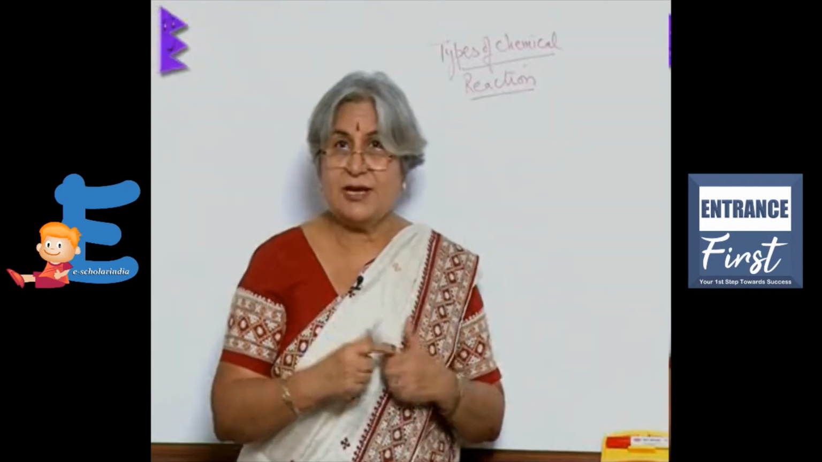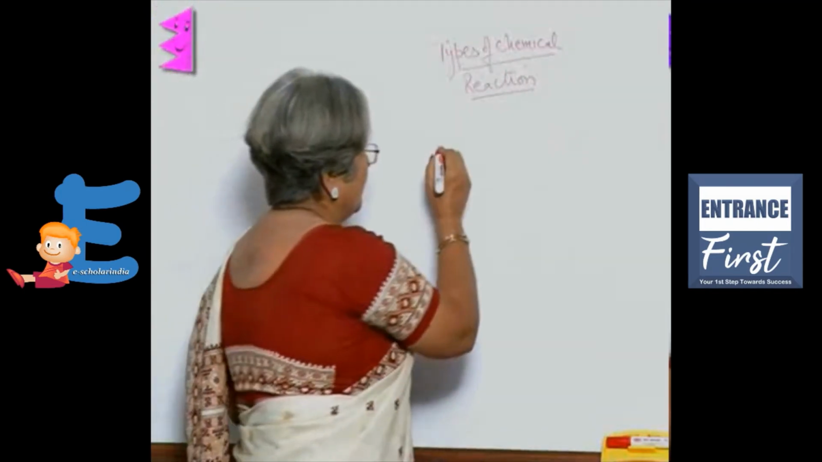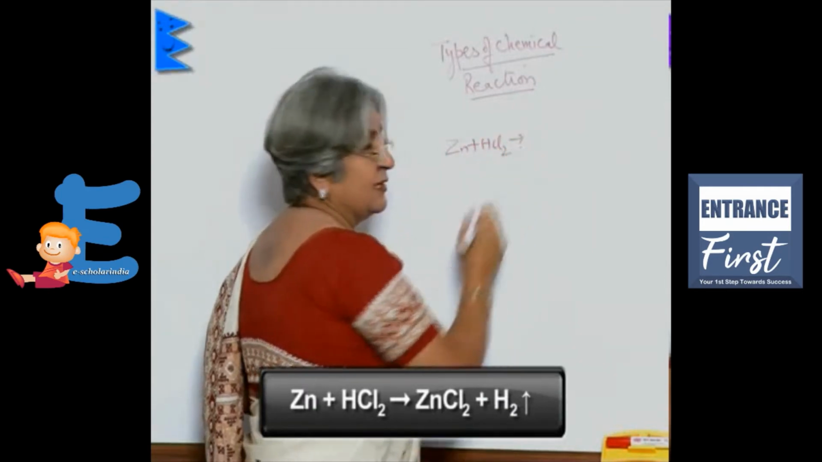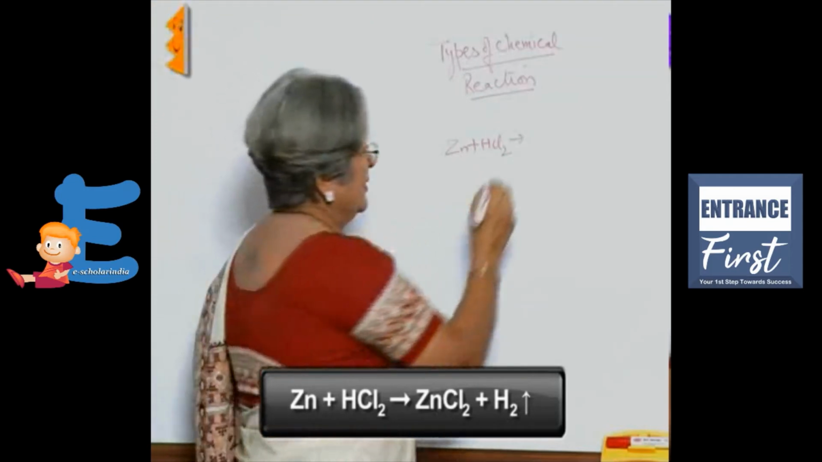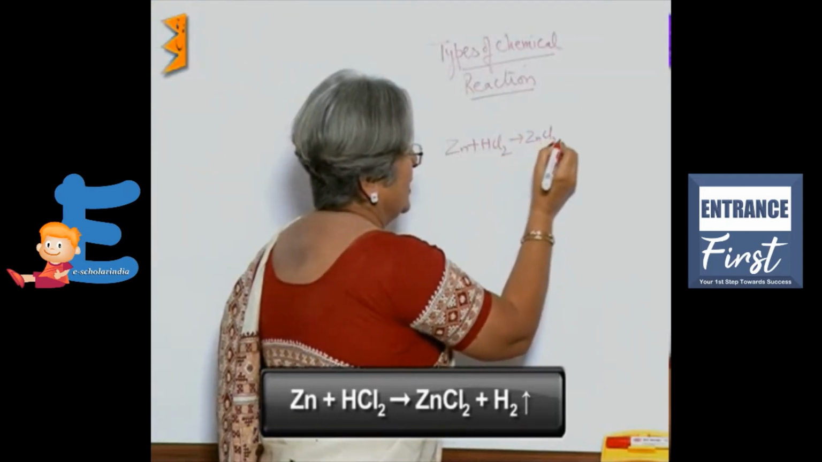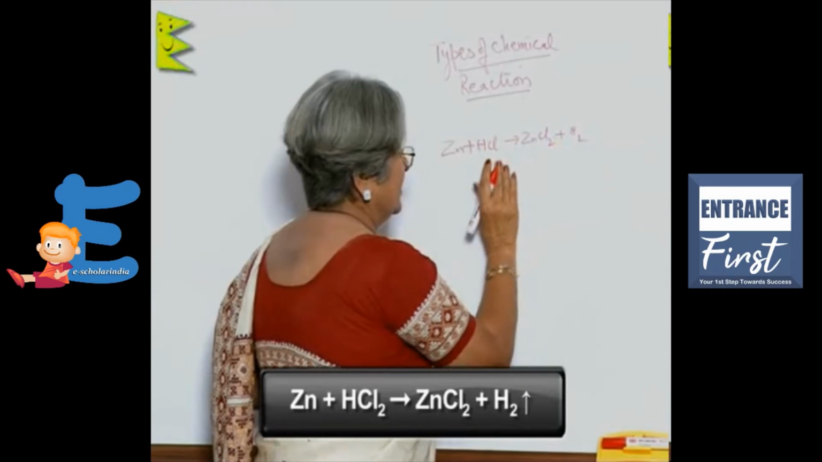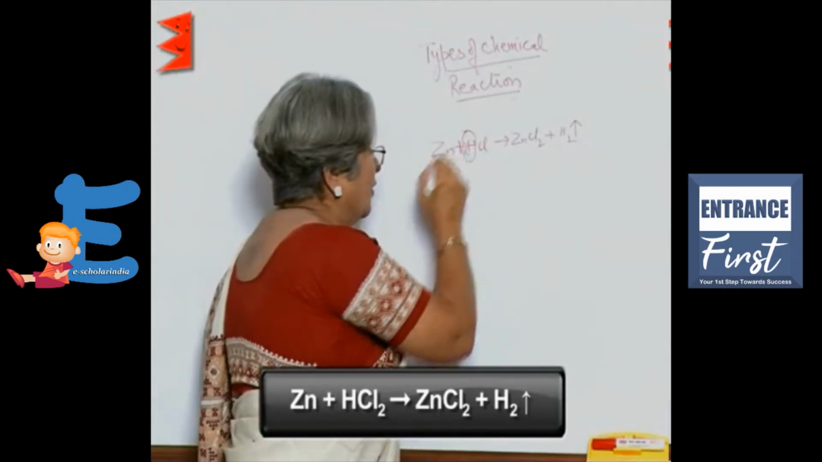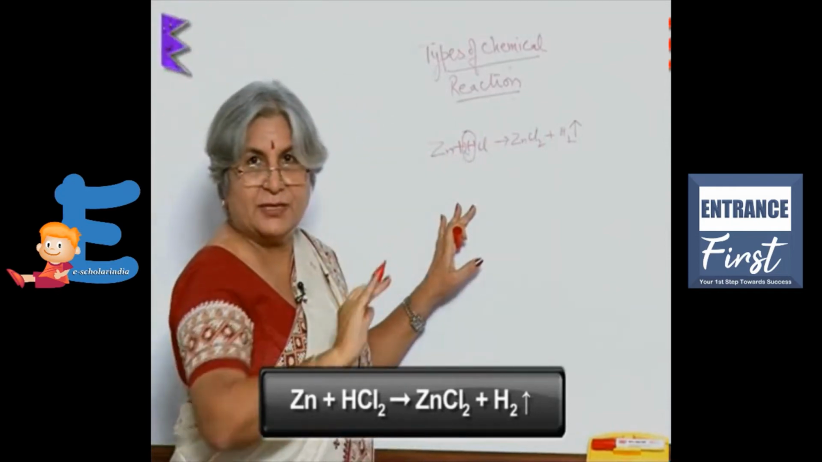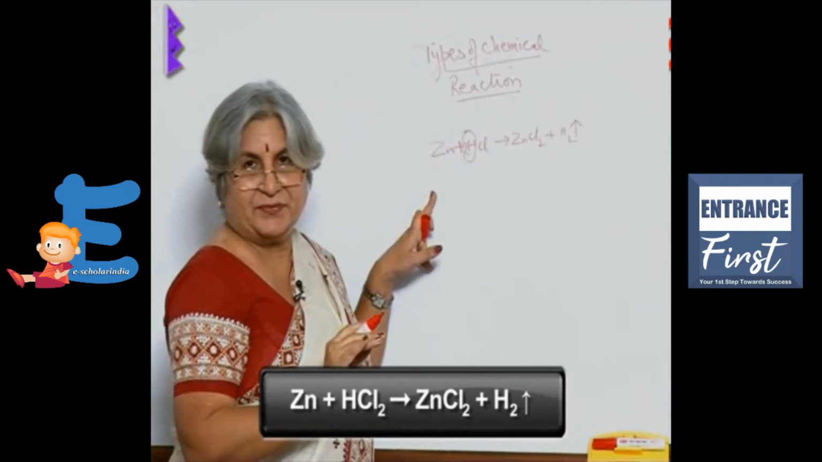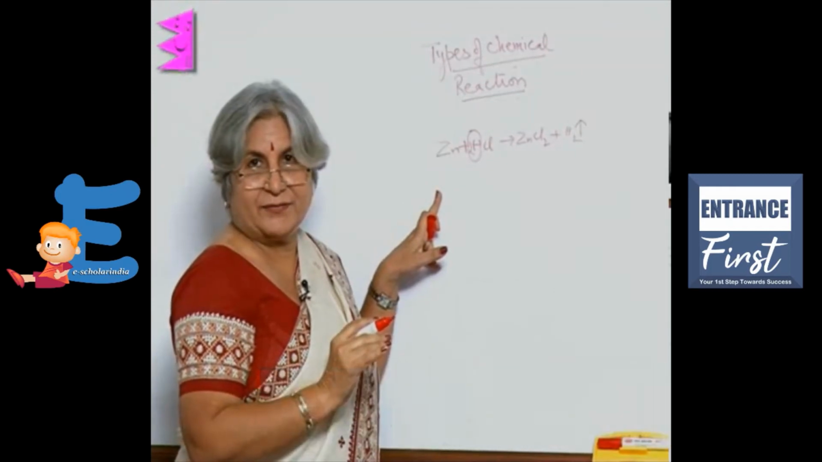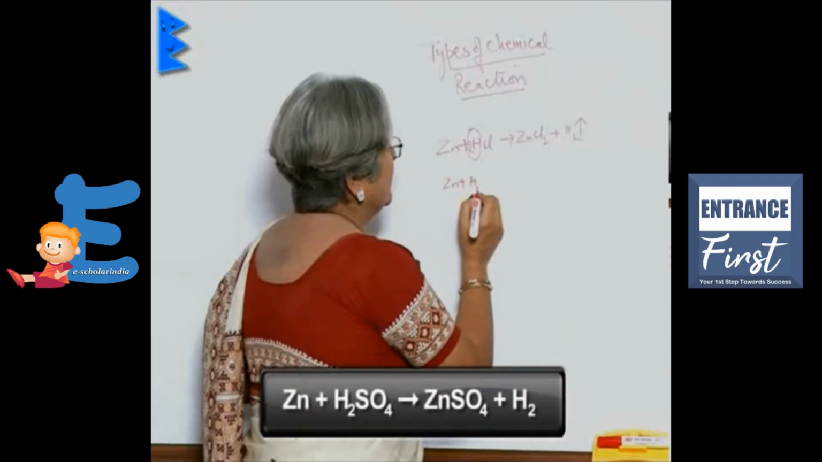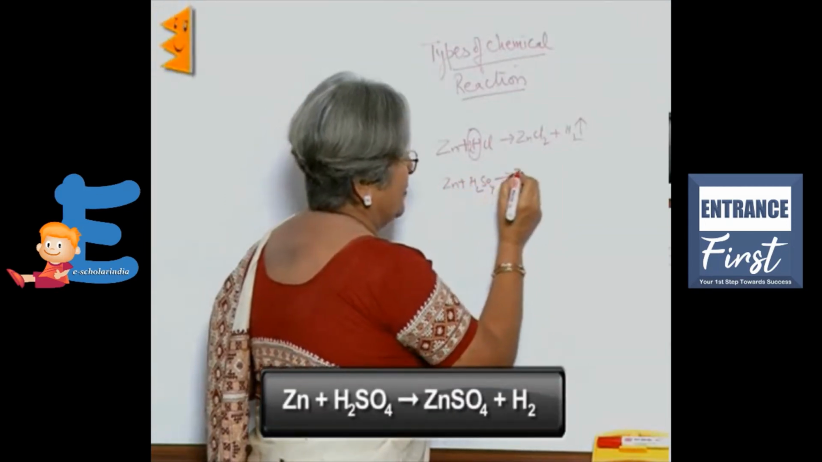So how does this reaction take place? Taking the case of zinc plus hydrochloric acid, what we find is that a salt is formed, zinc chloride, plus hydrogen is released. What has happened? Hydrogen has been removed from the hydrochloric acid. It has been displaced by zinc because zinc is more reactive. Similarly, in the case of sulfuric acid, zinc sulfate and hydrogen will be produced.